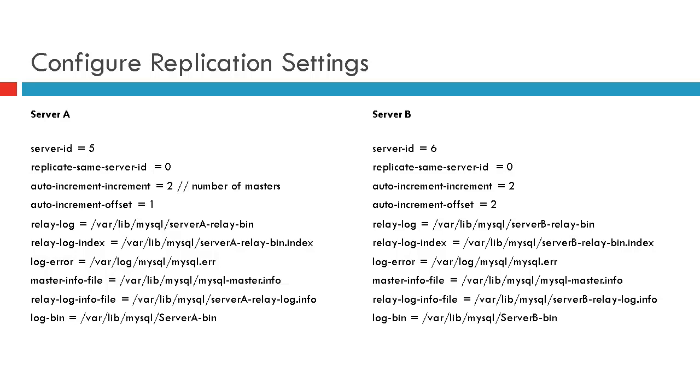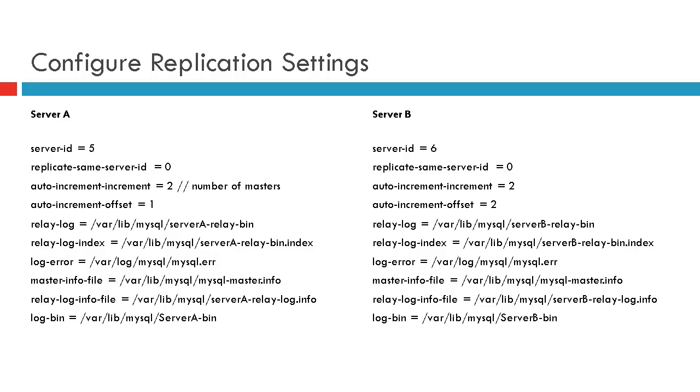Replicate same server ID is the next option. This setting is used to prevent infinite loops caused by the circular replication. By setting it to 0, we specifically tell the slave to skip events with its own server ID. This setting is turned off by default, but I like to explicitly specify this option.